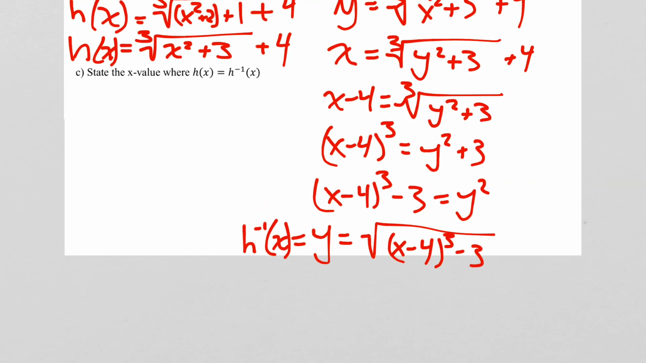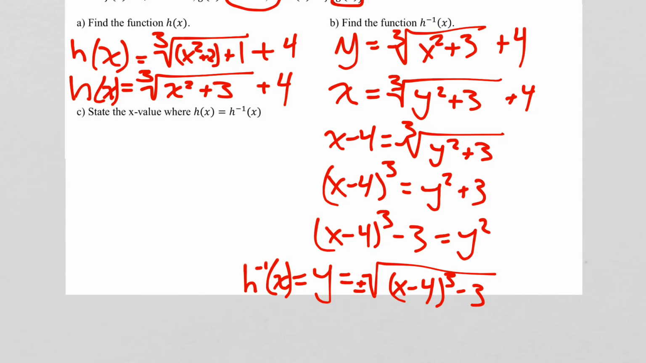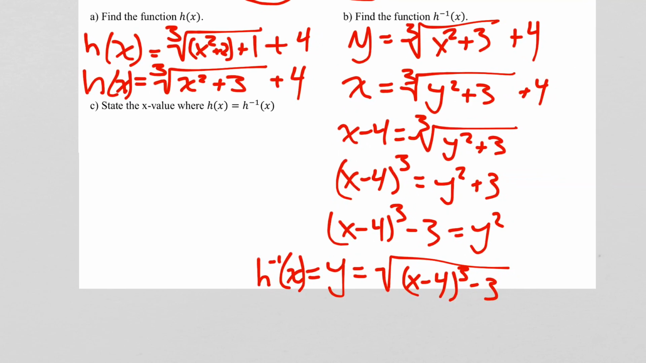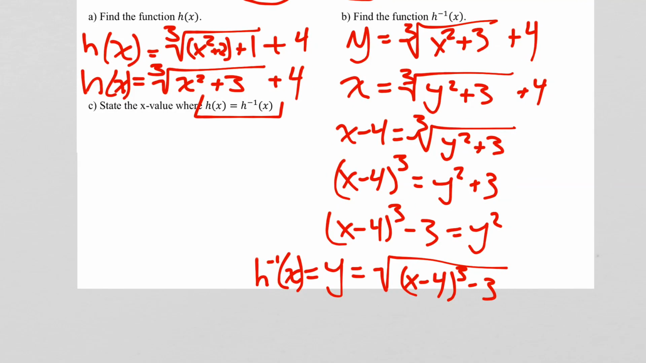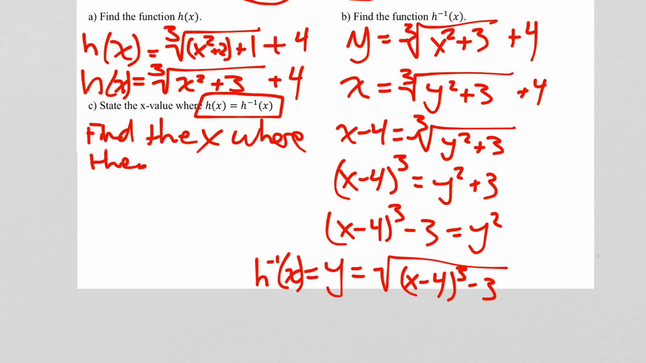Now, technically, should we have a plus or minus? Yes, but that would make it not a function. So we're just going to ignore that and focus on the principal square root, just the positive piece. So state the x values where h of x equals h inverse of x. That is saying find the x where they intersect. That's what that's asking you to do. Anytime you see something equals something else, graph each something separately, find their intersection point. So, graph them both.